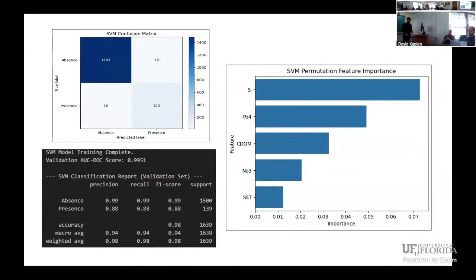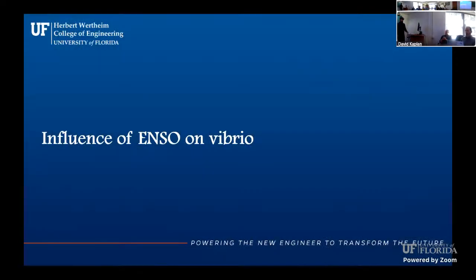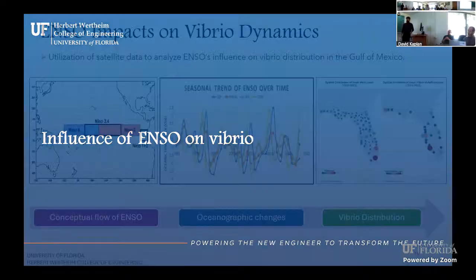So yeah, looking at the confusion matrix, I think this model performed pretty good as well. And the same goes for the precision. This model is 99% accurate while predicting the absence points and 88% accurate while predicting the presence points. So a little bit less accurate as compared to the previous XGBoost, but still good. So next comes the influence of ENSO on Vibrio.